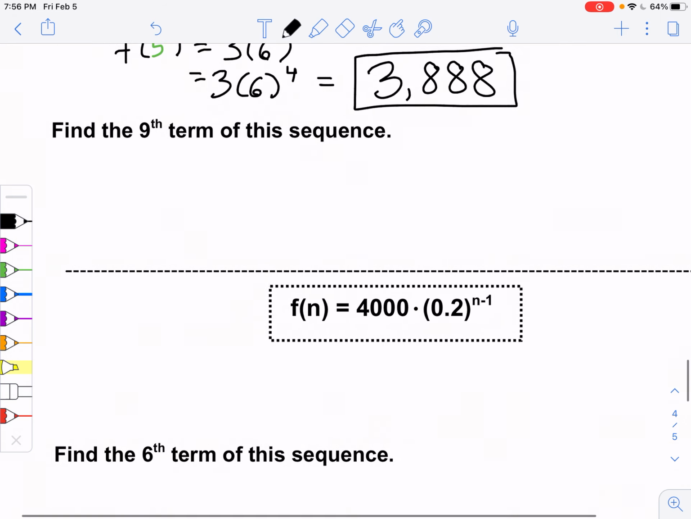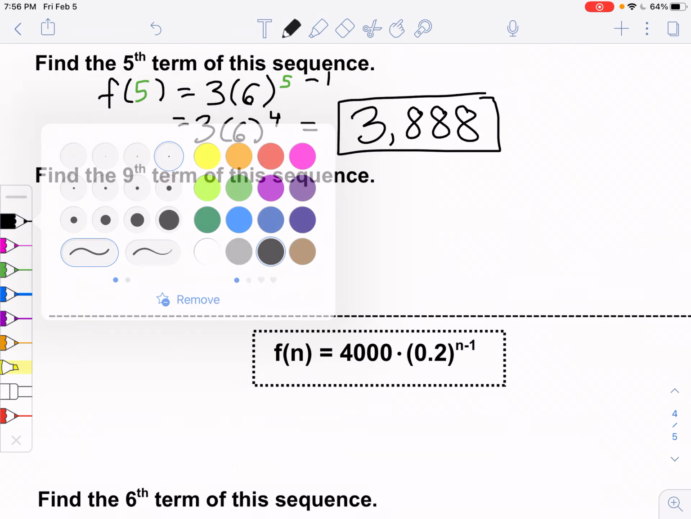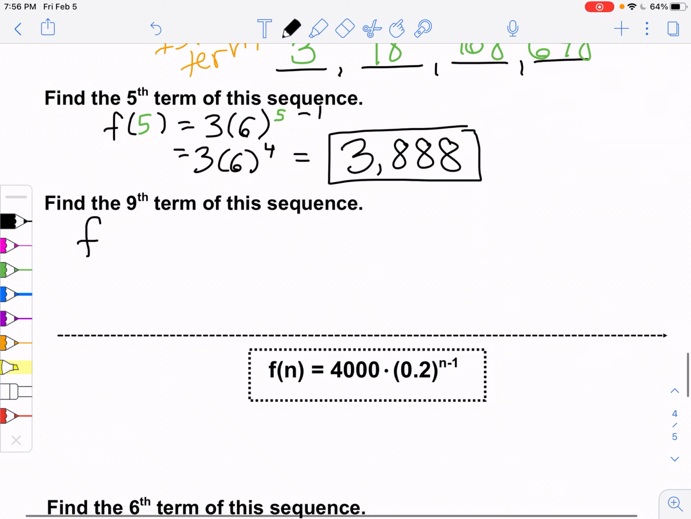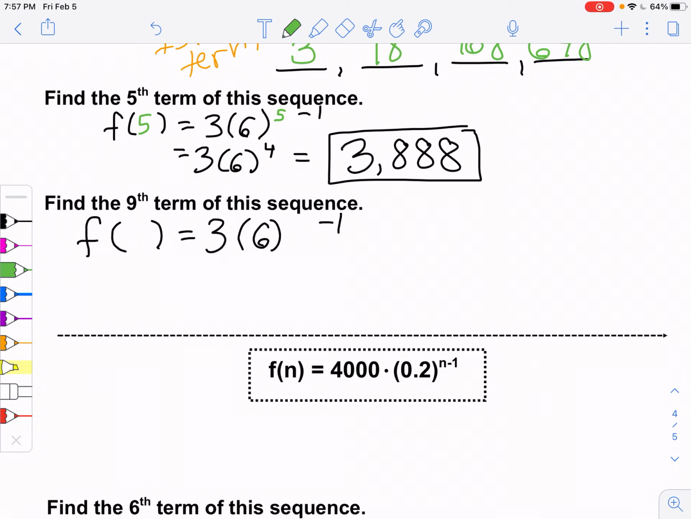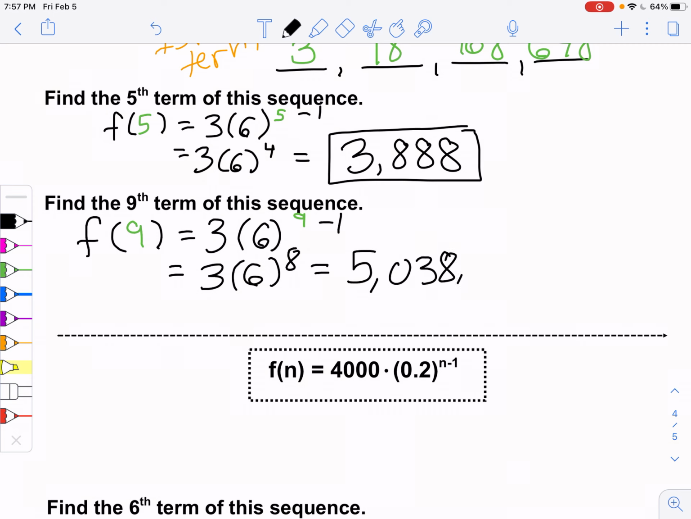So for the 9th term of the sequence, I have f of something equals 3 times 6 to the something minus 1. How many times am I going to multiply by 6 from the start? Well, 9 minus 1 is 8, so it's 8 times. So I have 3 times 6 to the 8th power, which is a large number, 5,038,848.